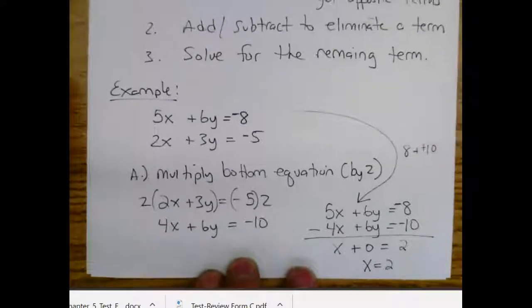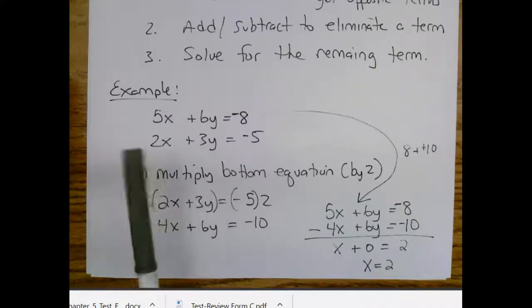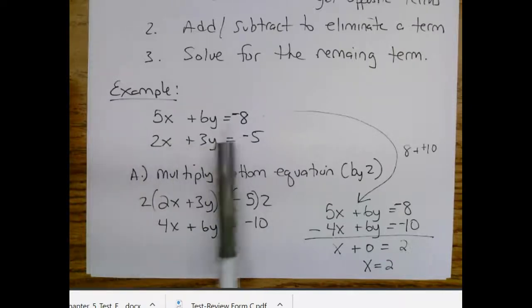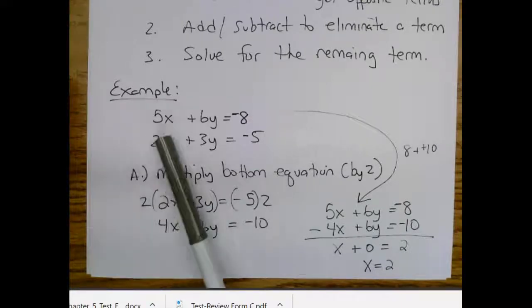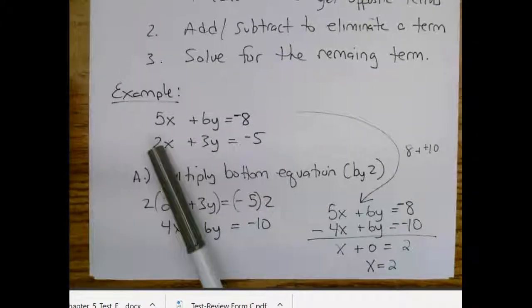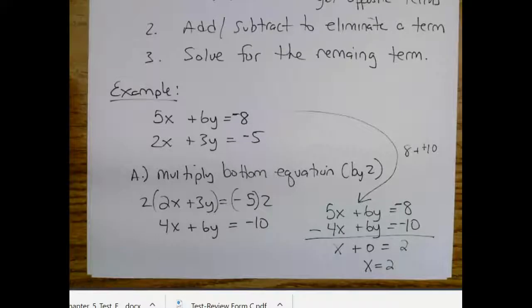So here's an example. Let's say we have 5x plus 6y equals negative 8, and 2x plus 3y equals negative 5. You look at these, the x's aren't the same, the y's are not the same. But you can see they have a common denominator here. And really you can do these a lot of different ways. If we wanted to get rid of the x, we could just multiply this by 5 and this by 2, and then we would be able to get rid of them. So that's kind of what we're doing here.